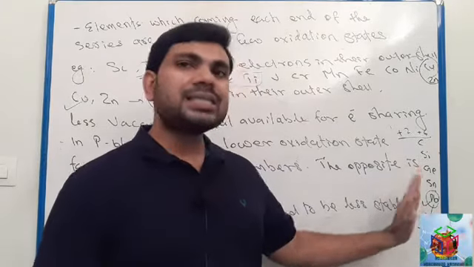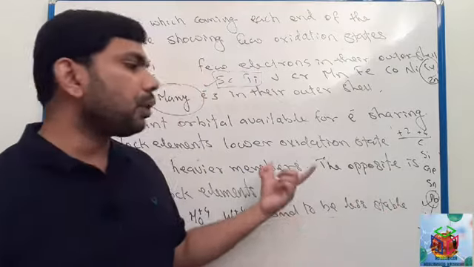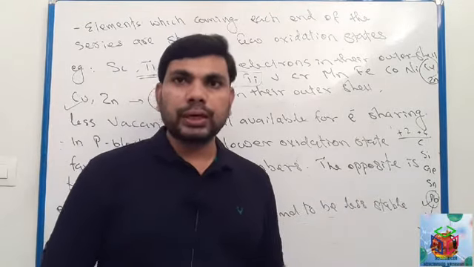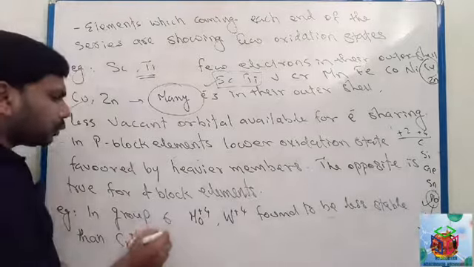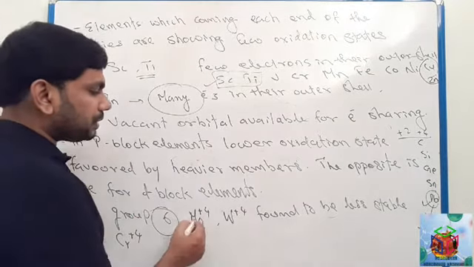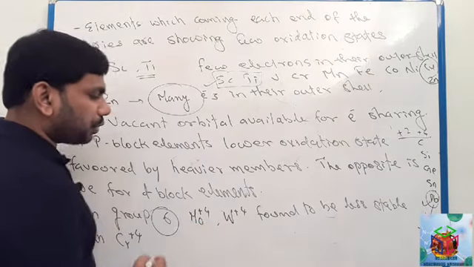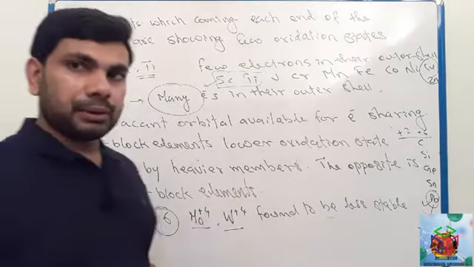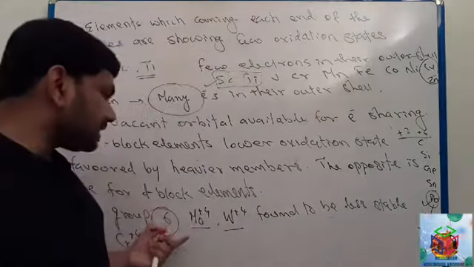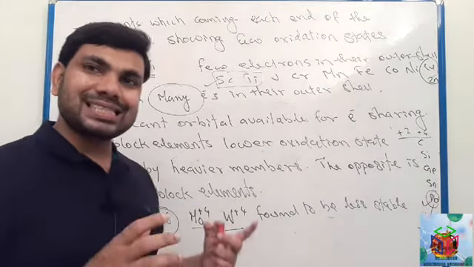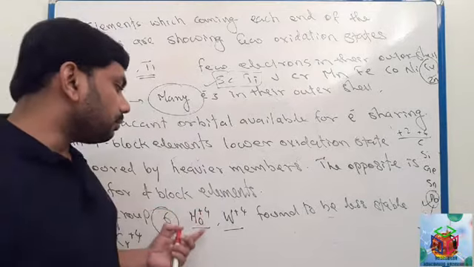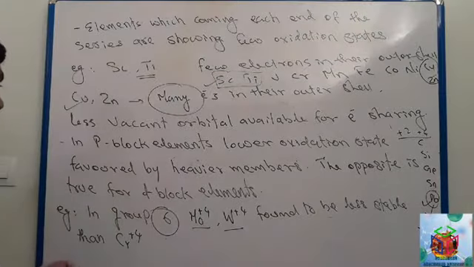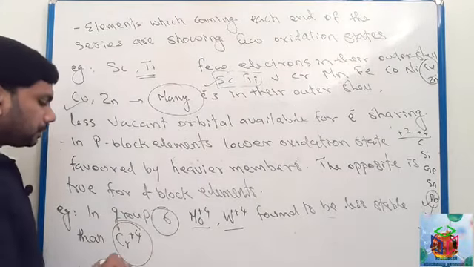But this statement is exactly the opposite in D block elements. In D block elements, this statement is not true. For example, in group 6, molybdenum and tungsten: the +4 oxidation state of molybdenum and tungsten is found to be less stable than chromium +4.